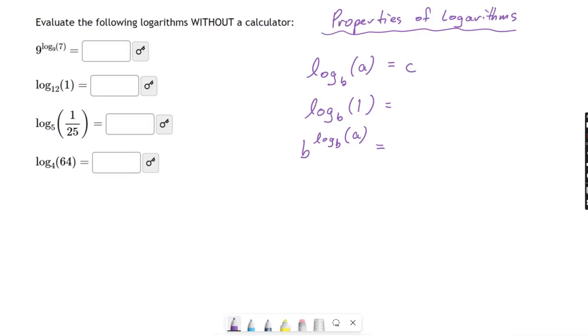There are several properties of logarithms that are important to get used to as you go back and forth between logarithms and exponentials. And I have them listed over here on the right. And let's start with the big one.